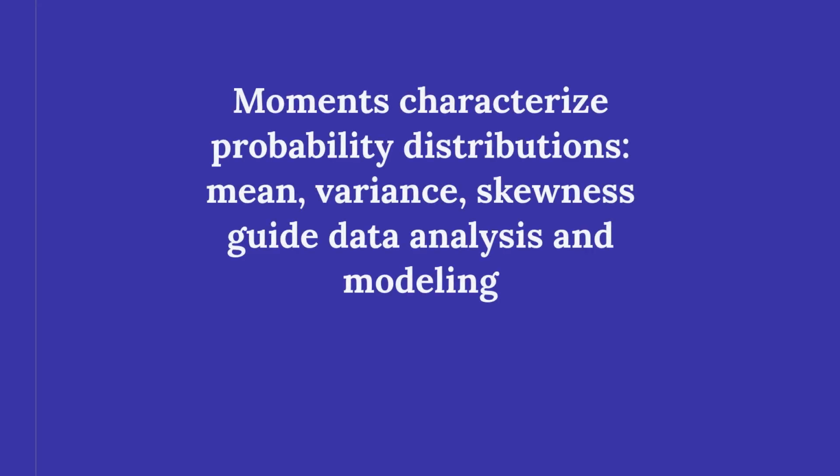Moments describe characteristics of a probability distribution. The first moment is the mean, representing the data center. The second moment, variance, indicates data spread. The third moment, skewness, measures distribution asymmetry. These moments help analysts interpret data behavior and guide statistical modeling.